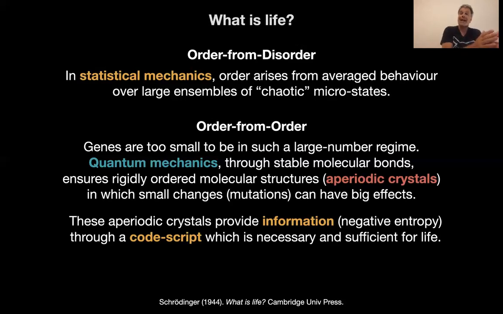And what he calls an aperiodic crystal is a non-repeating crystal, just like a strand of DNA. And small changes can have big effects on the phenotype. I mean, it's perfectly prefiguring the idea of the DNA double helix here. These aperiodic crystals provide information in the form of negative entropy through a code script, which is necessary and sufficient for life. So this is the central idea here, a code script.